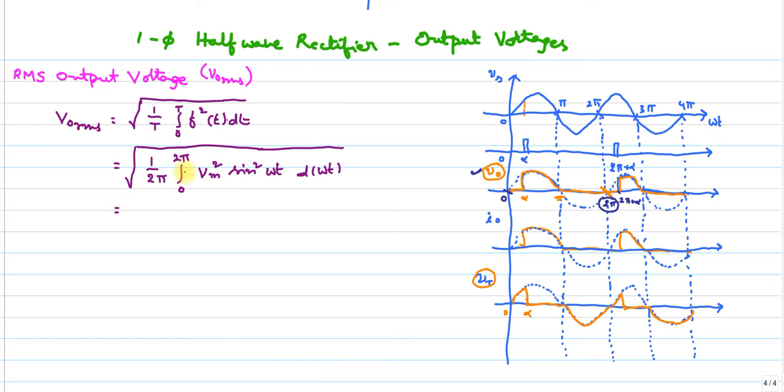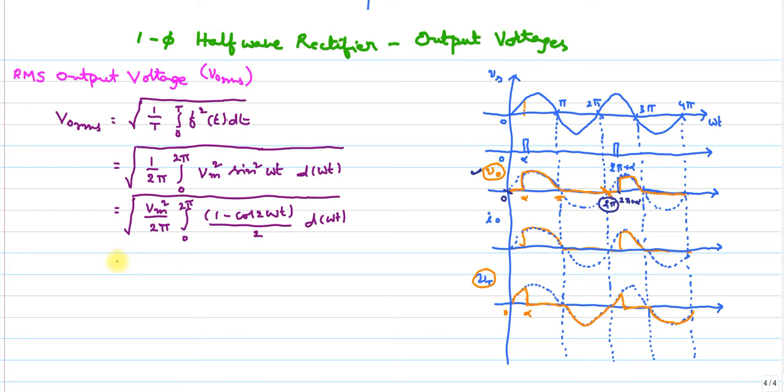Vm square is a constant, so let me take it out of this integration. Let us keep everything within this square root; at the end we will take it out. So it should be Vm square by 2 pi, and sine square can be converted. Let me write that step here. So it is 0 to 2 pi, 1 minus cos 2 omega t divided by 2, and this is with d omega t.